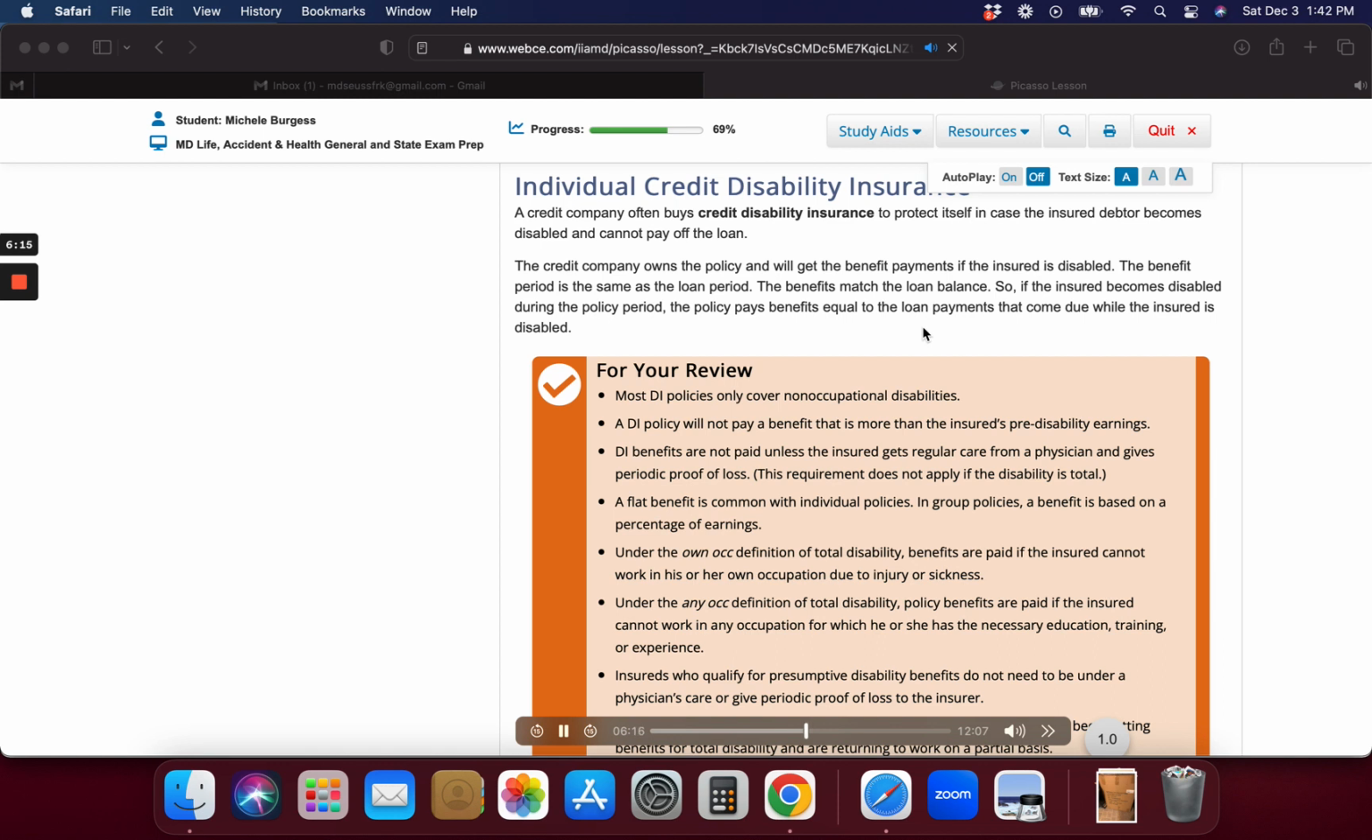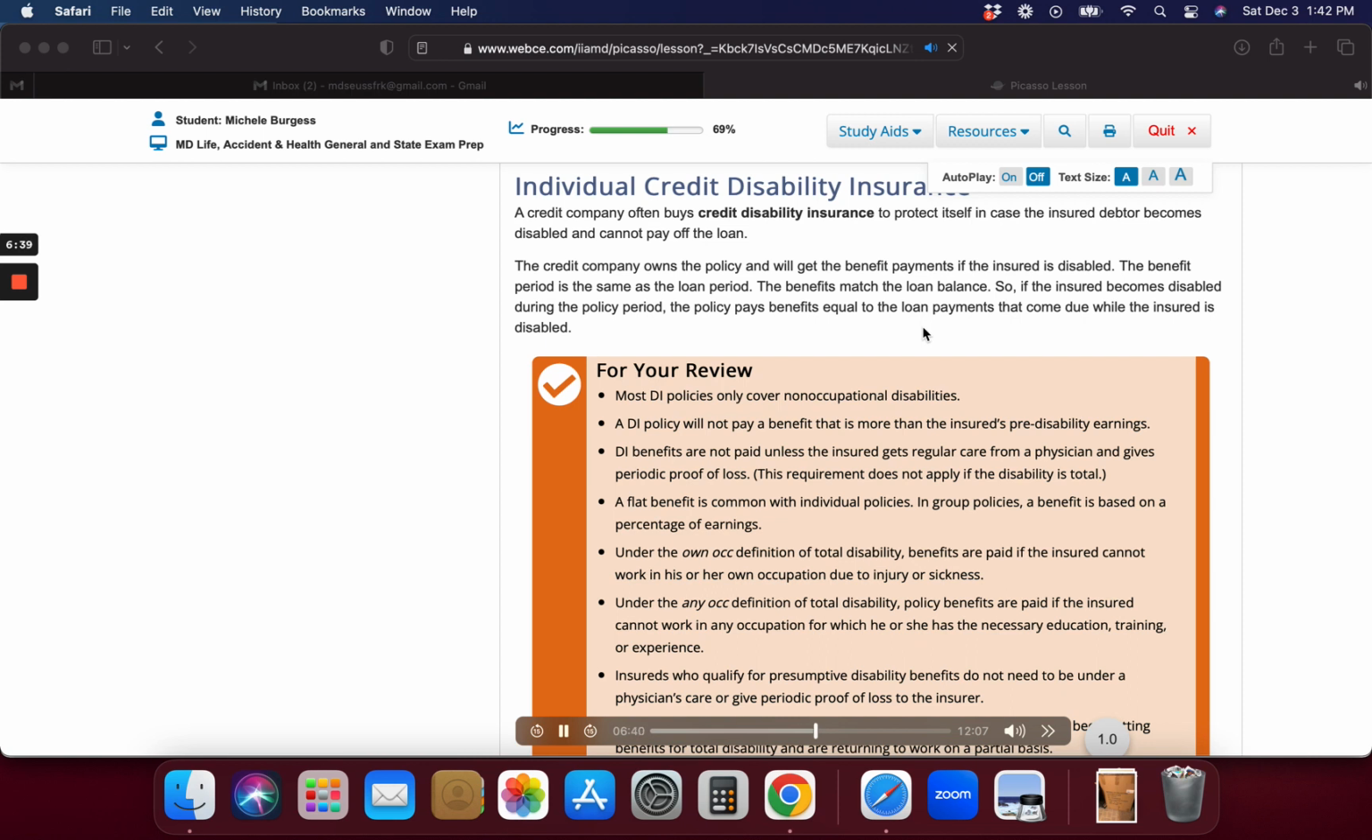Partial disability. To encourage insureds to return to work, many policies include a partial disability benefit, also called a recovery benefit. This reduced benefit is paid to insureds who have been getting benefits for total disability and are returning to work on a partial basis. Partial disability income benefits are a percentage of the full benefit amount.